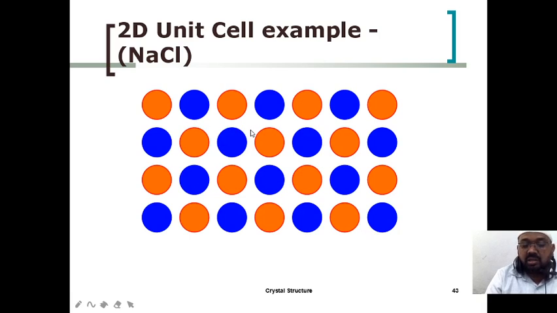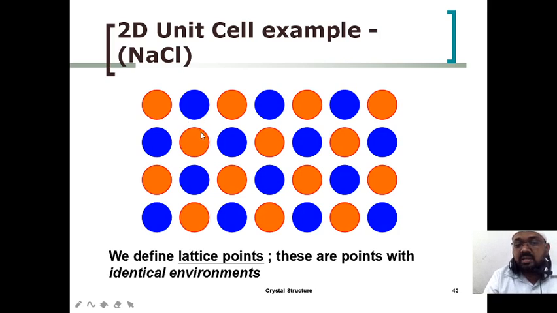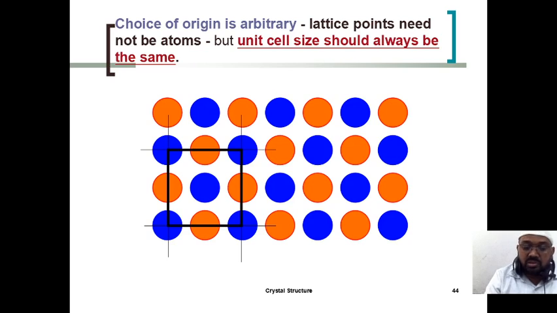Here you can see the periodic arrangement of the atoms inside NaCl. We define lattice points as points having an identical environment. You should not get confused if I say lattice points for atoms, right? Later we will associate these lattice points with the constituent particles. First of all, we need to understand the imaginary point, and then we associate that imaginary point, which is the lattice point, with the constituent particles.